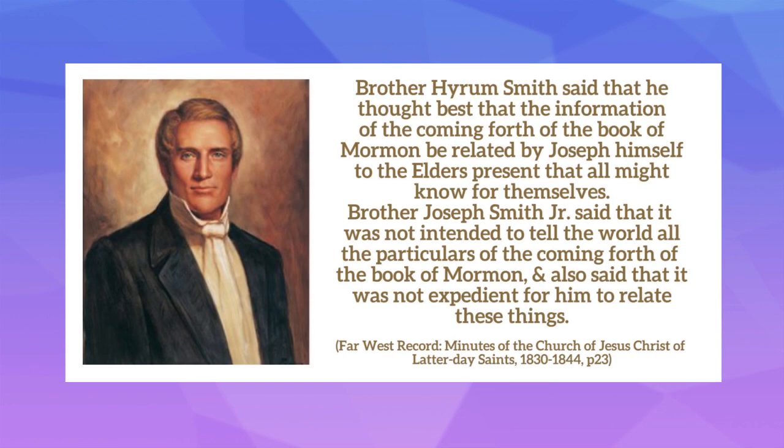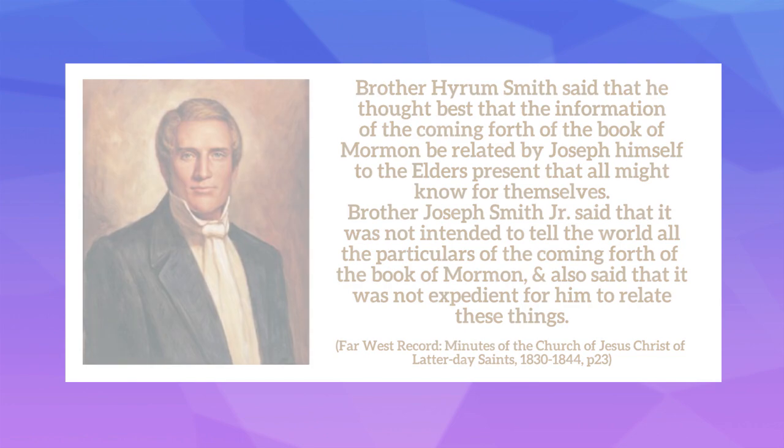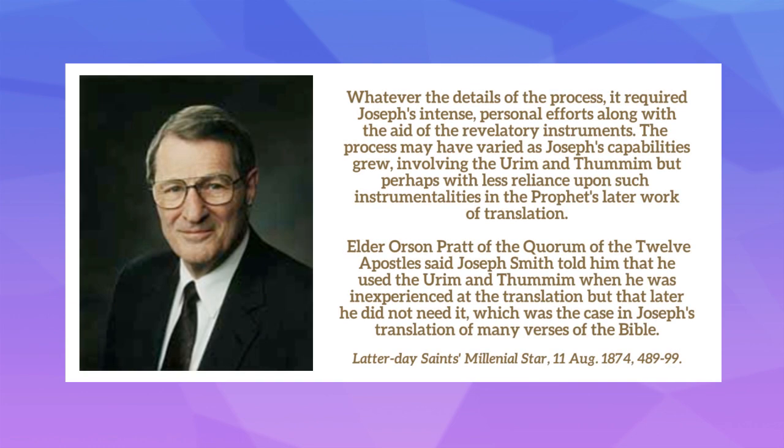Brother Hyrum Smith said that he thought best that the information of the coming forth of the Book of Mormon be related by Joseph himself to the elders present, that all might know for themselves. Brother Joseph Smith Jr. said that it was not intended to tell the world of all the particulars of the coming forth of the Book of Mormon, and also said that it was not expedient for him to relate these things.